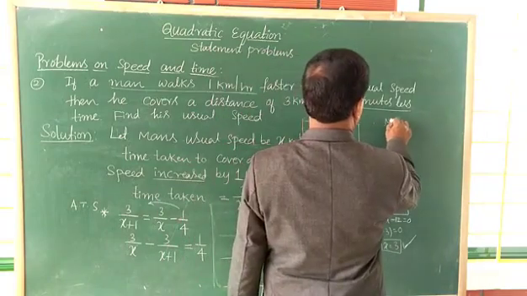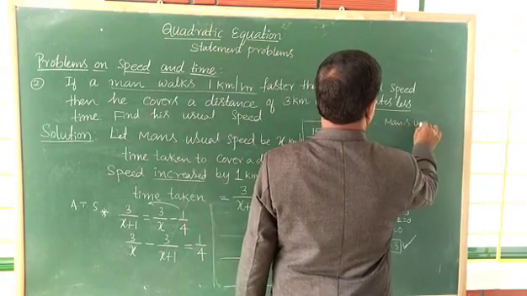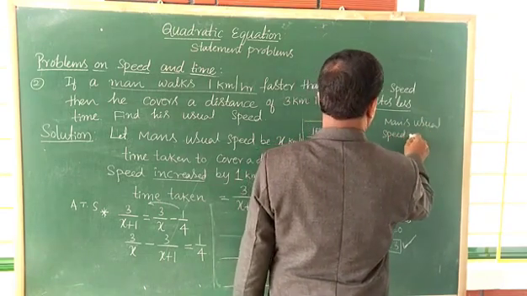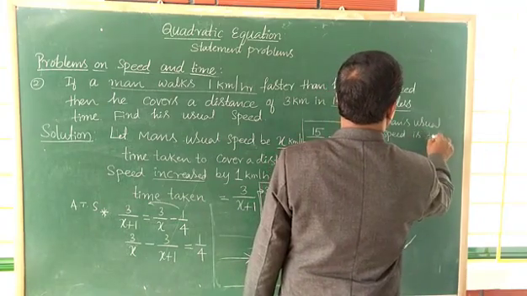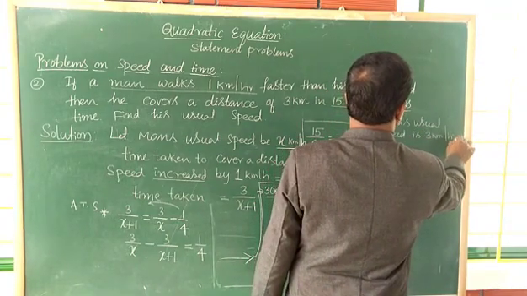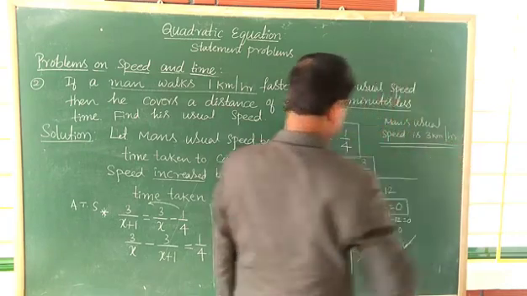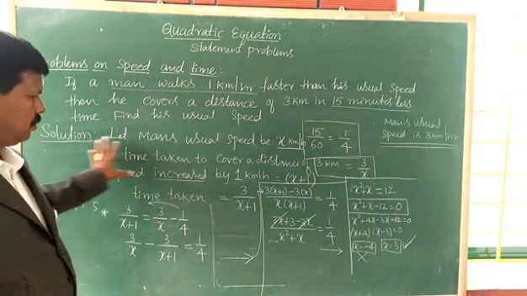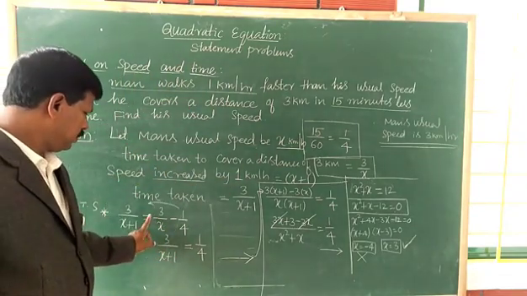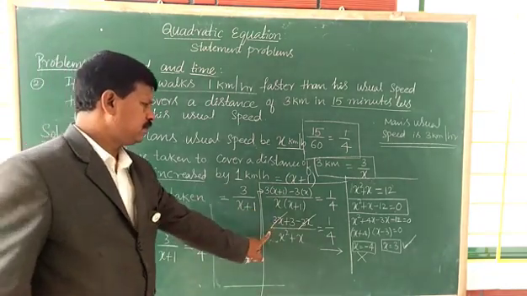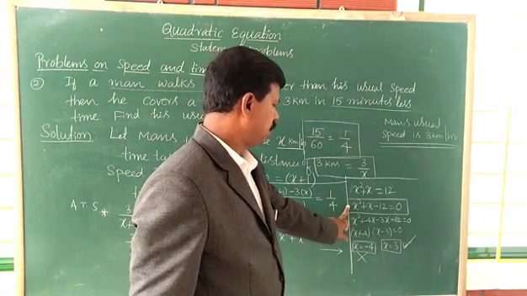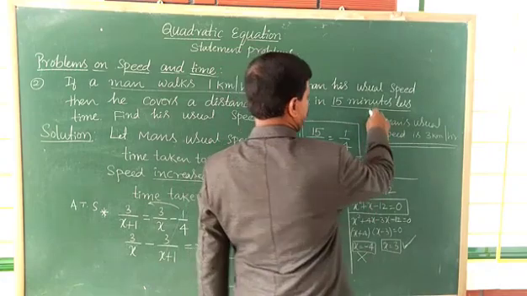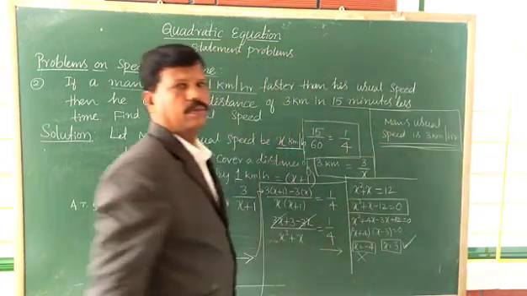Therefore, the man's usual speed or normal speed is 3 km per hour, because speed cannot be negative. Clear this? So look at it carefully. After this, here is one quadratic equation, solved by factorization and simplification. So the answer is this. Clear?